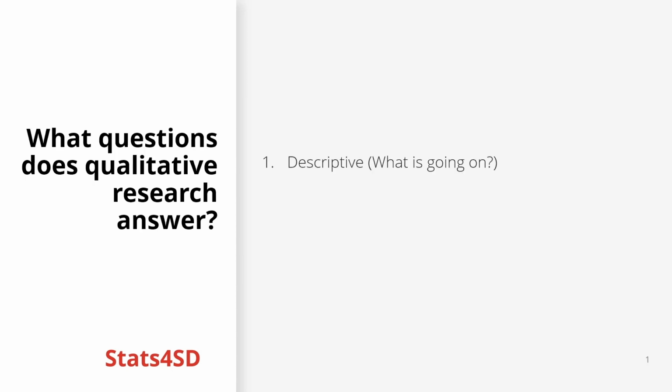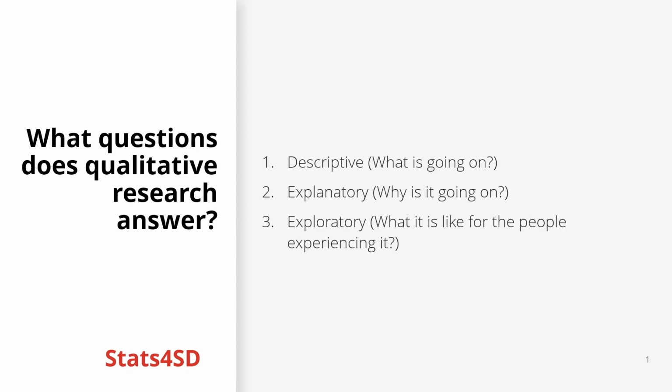Qualitative research may be employed to describe what is taking place in a particular situation, so it can be descriptive. It may be used to uncover the reasons why something is happening, hence it can be explanatory. And it may help explore the research participants' views and feelings about a particular event. Therefore, it can be exploratory as well.